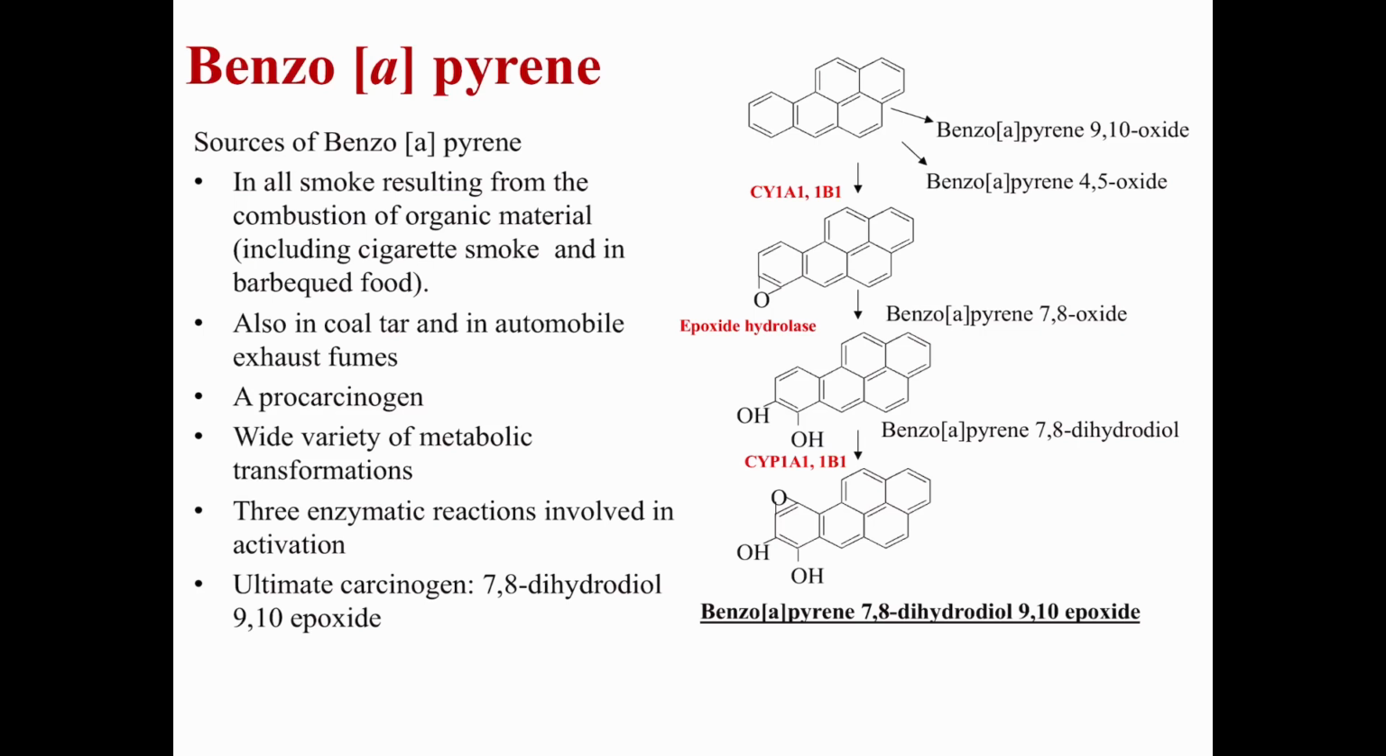We will now look at a specific example of where we can see induction. Benzo[a]pyrene is present in all smoke resulting from the combustion of organic material, including cigarette smoke and barbecued food. It's also present in coal tar and in car exhaust fumes. It is what is known as a pro-carcinogen and is involved in a wide variety of metabolic transformations. There are 3 reactions involved in activation, as is highlighted in red in the pathway on the right, with the ultimate carcinogen being something called diol epoxide.